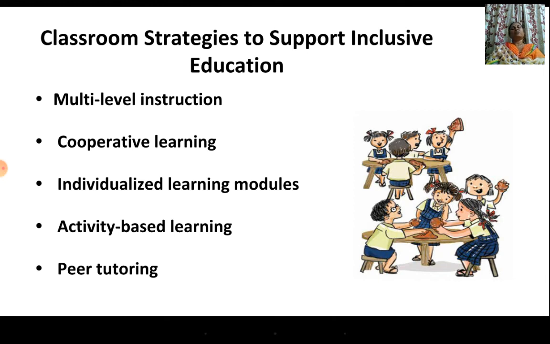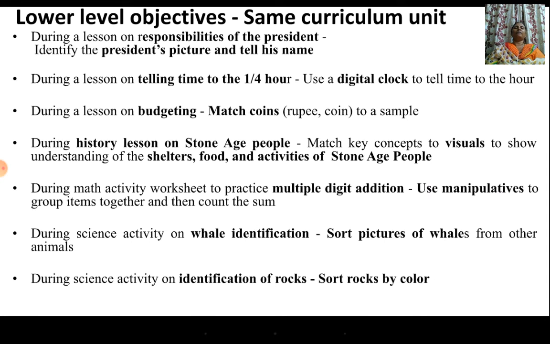Then come individualized learning modules. The teacher can design individual learning modules according to the need of the child, to be presented for his effective learning in the classroom. Then activity-based learning can be promoted to enable the child to participate effectively in the learning. Then, as we have discussed earlier, peer tutoring will facilitate the child to learn effectively in the classroom. So these are the strategies which will support the child to be involved and accommodated in the inclusive education classroom.